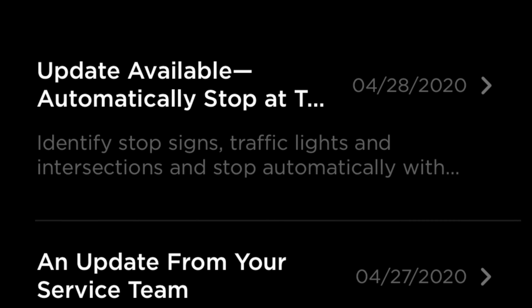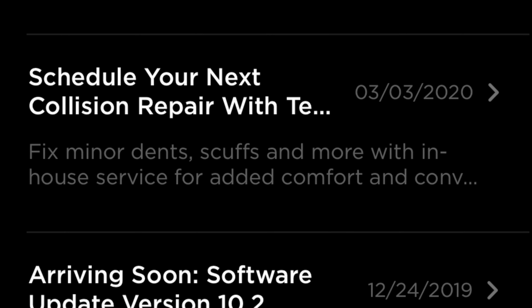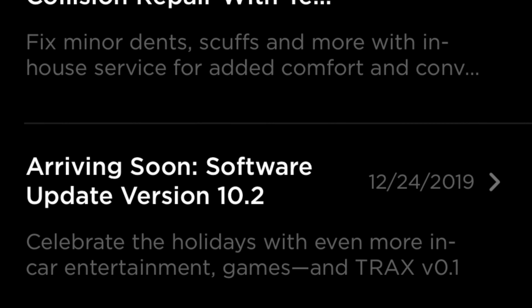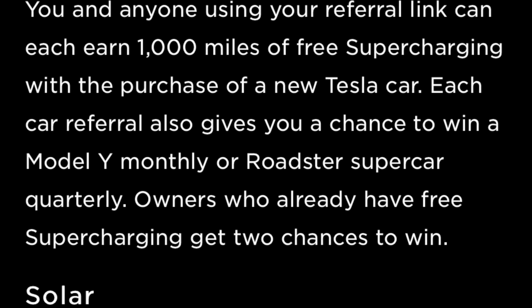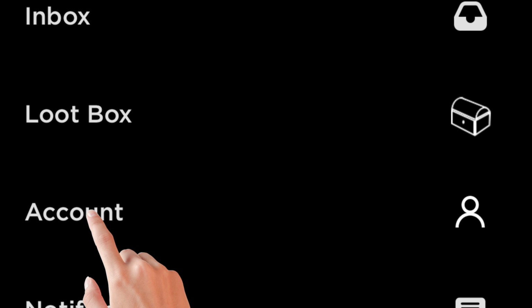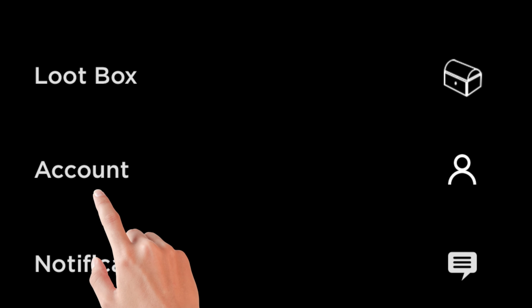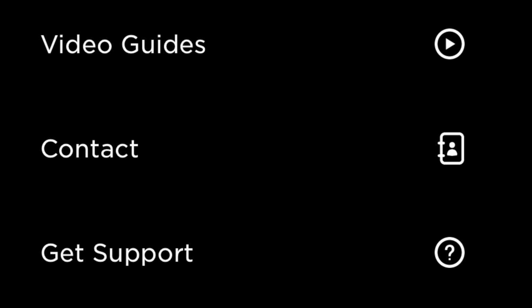Periodically, Tesla may send messages to your phone. You can view these messages by selecting the inbox. Tesla offers referral rewards to its customers, and you can view these rewards by selecting the loot box. Under the account option, you can find video guides, edit your contact information, and access Tesla's support URLs.